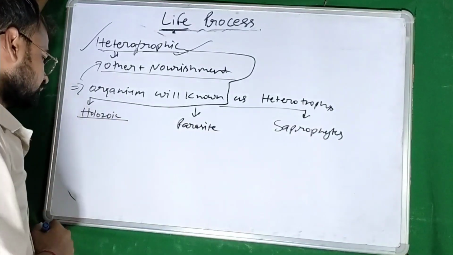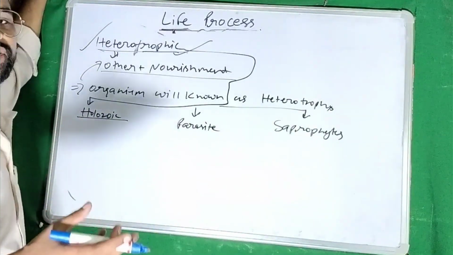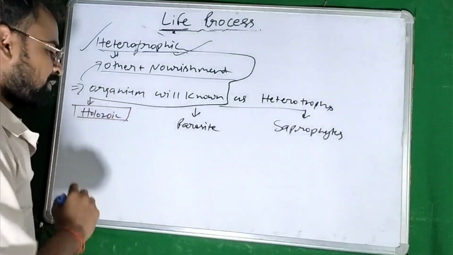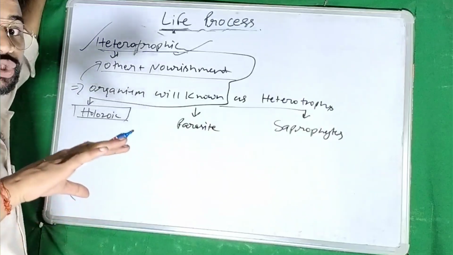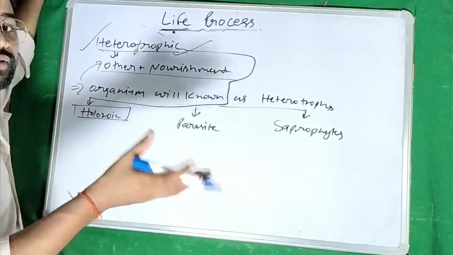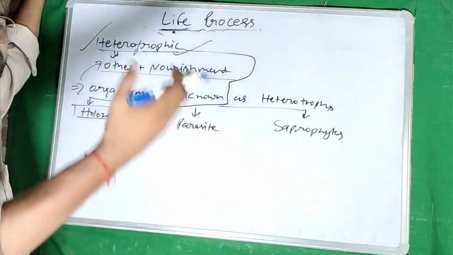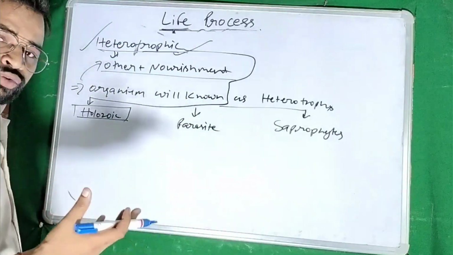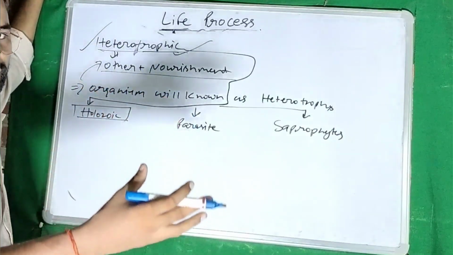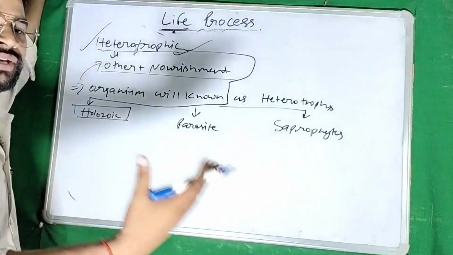So holozoic organisms are those in which digestion takes place inside the body, and they totally depend on other living organisms. They obtain their food particles from their environment, eat them, and the digestion takes place inside the body. So holozoic organisms obtain food from their surroundings, and digestion takes place inside their body.